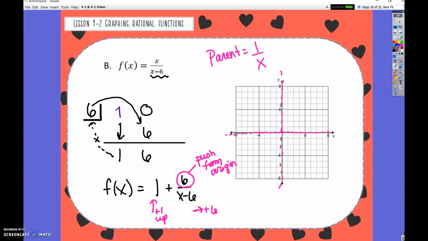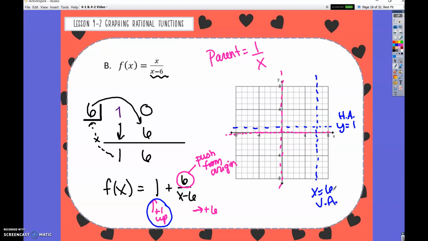Because of these shifters that I have, this up 1, this plus 1 here, that's going to move my horizontal asymptote up 1. So at y equals 1 is my horizontal asymptote. And it's going to move my vertical asymptote over 6 to the right. And so I'll have a vertical asymptote now at 6.